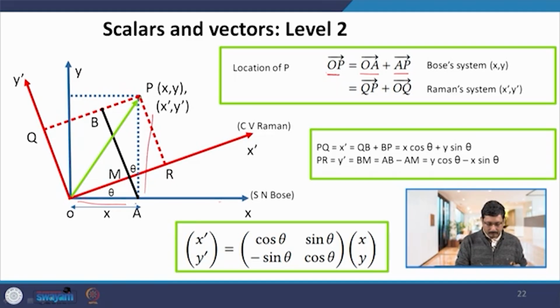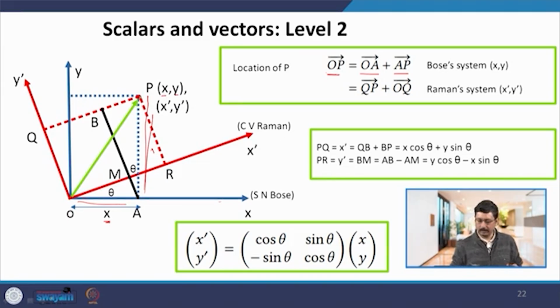Then the length of this vector OA is x and the length of this vector AP is y. So, he will say that the location of point P is given by these coordinates, x and y. So, two numbers: the x component and y component that represent the location of point P.